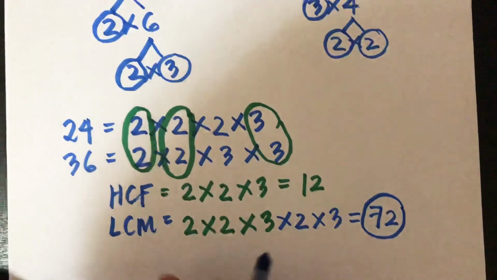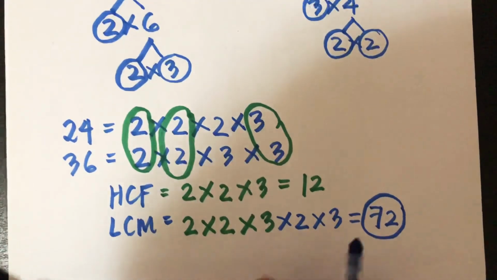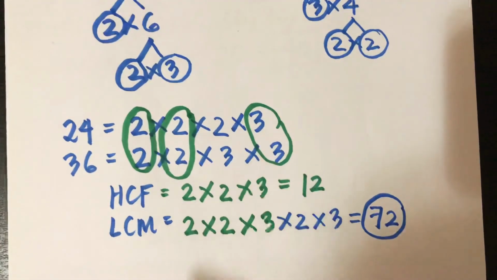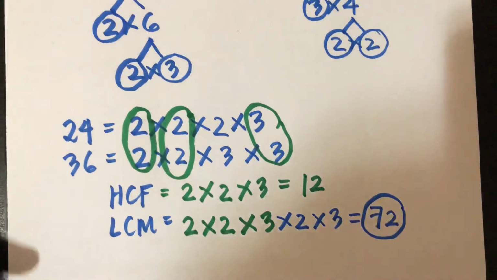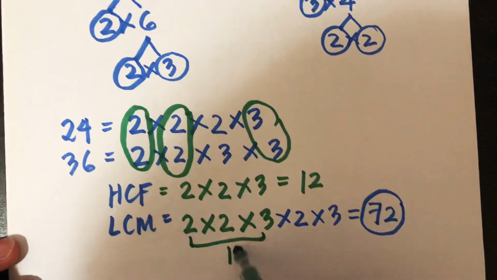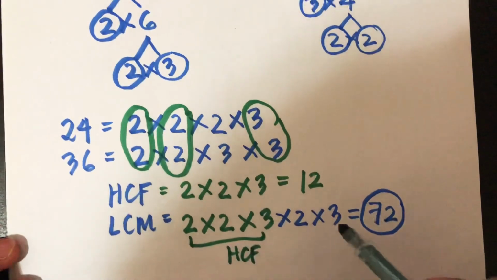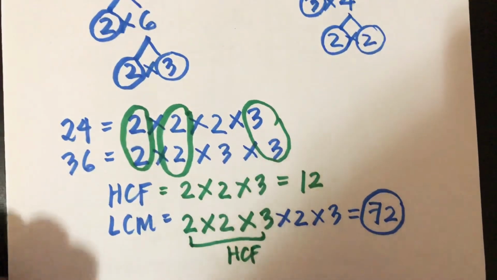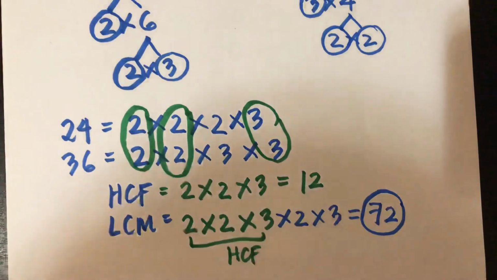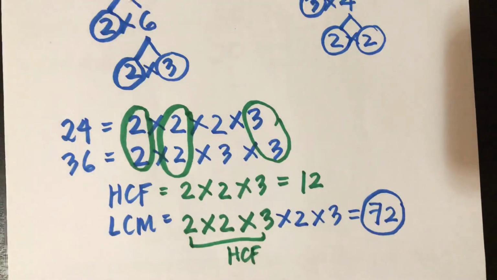Okay? So what we have here is we multiply the HCF to the remaining numbers that are not common between the two numbers. Okay? So this is the HCF. Then the remaining numbers. Now as you can see, that's the difference between getting the HCF and getting the LCM. Okay?